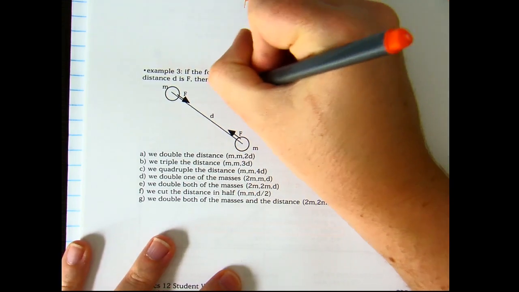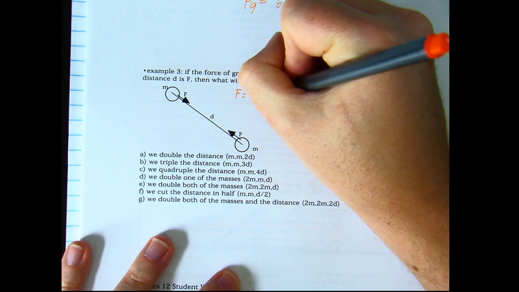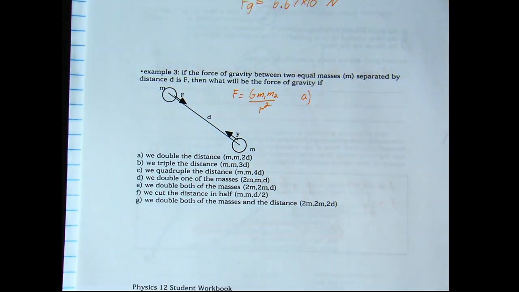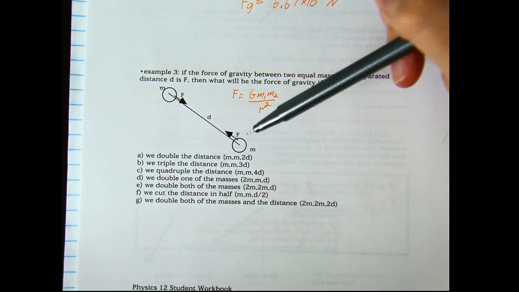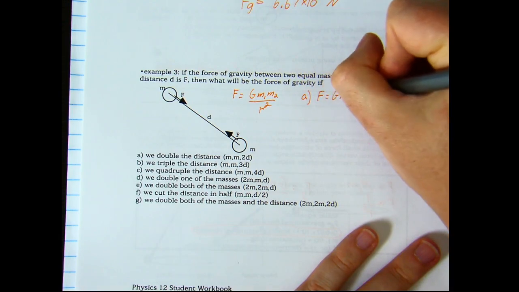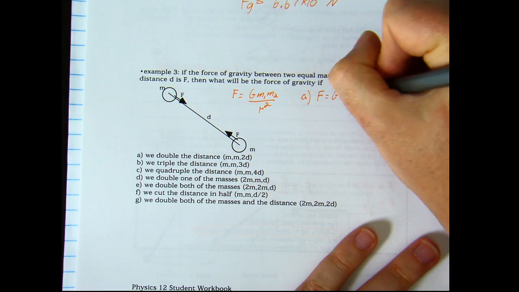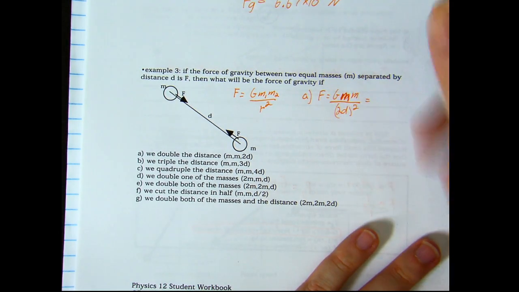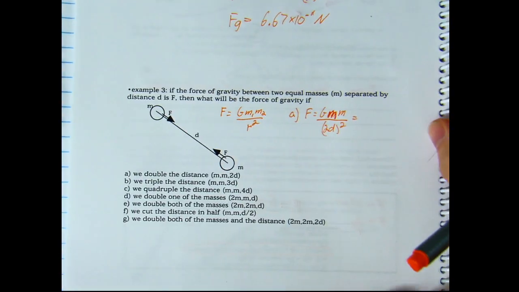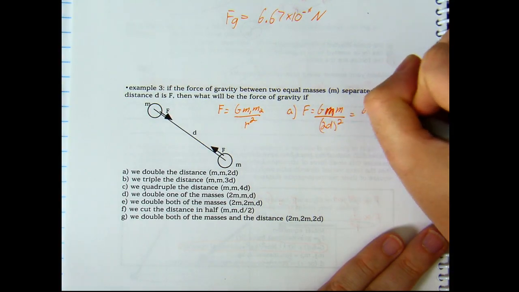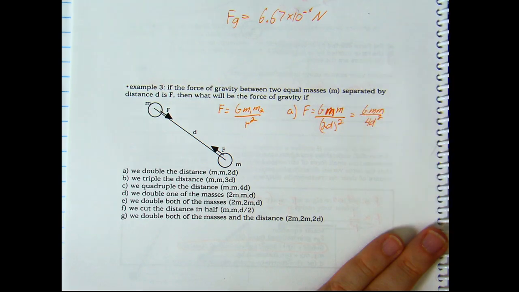So starting here, F equals G m1 m2 over r squared. Let's take a look at A. What happens when we double the distance? Well, if we double the distance, we're going to get F equals G m1, I should have just called that m, m m over 2d, and we're going to square that. I'm just going to bring that squared in, and we've done stuff like this before. I'm going to square it, and so what we're going to get is G m m over 4 d squared.